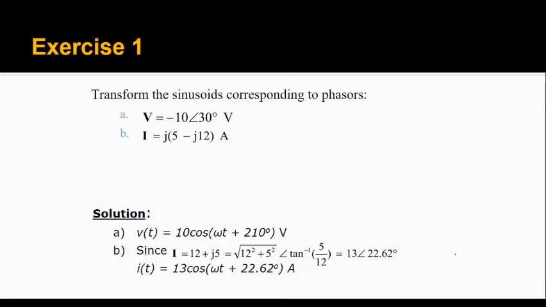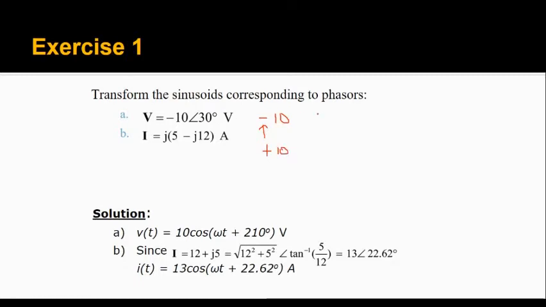Okay, this is for your exercise. You can work this out: how to transform this from the phasor to the time domain. You have minus 10 as your maximum magnitude, but because this is a negative value, please change this into positive 10.